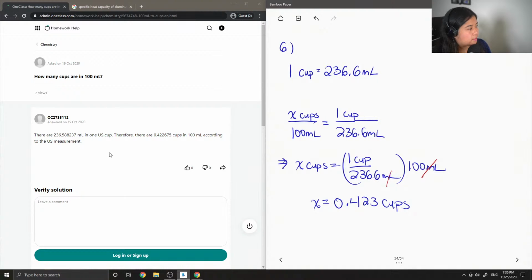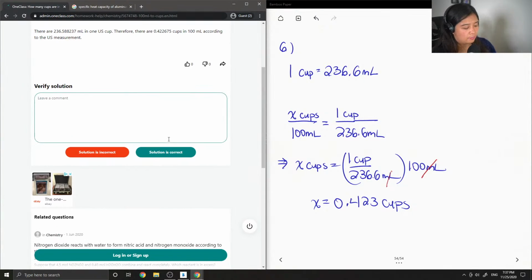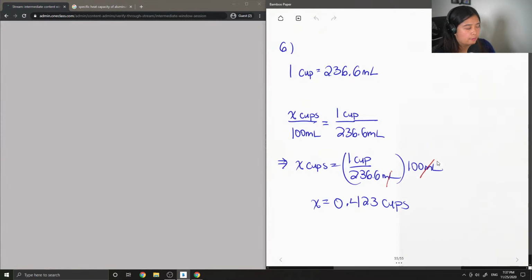So the junior tutor said there are 236.588237 milliliters in 1 US cup. Therefore, there are 0.422 cups in 100 mils according to the US measurement. Yep, so the solution is correct. Moving on to question number 7.